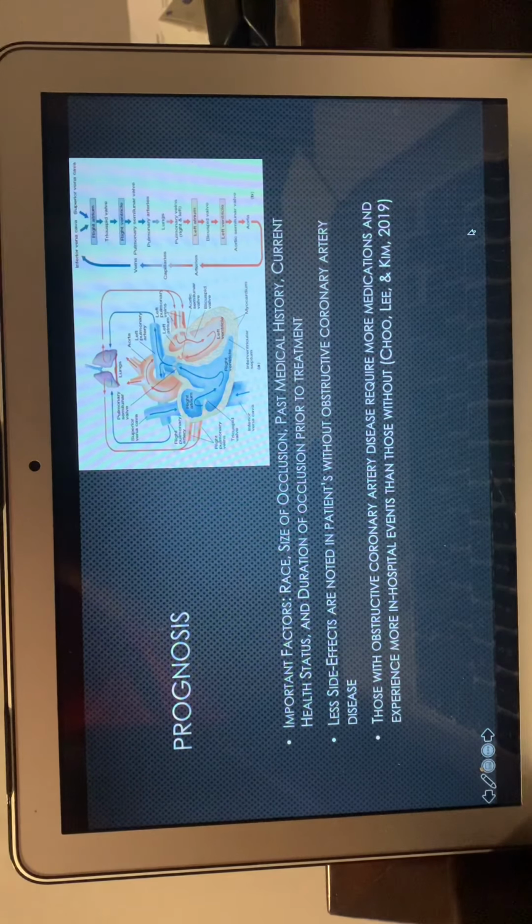So those with obstructive coronary artery disease require more medications and experience more in-hospital events than those without, and that was noted in a study by Chu, Lee, and Kim. They did note that not having obstruction allowed for less issues later on in life and less treatment required.